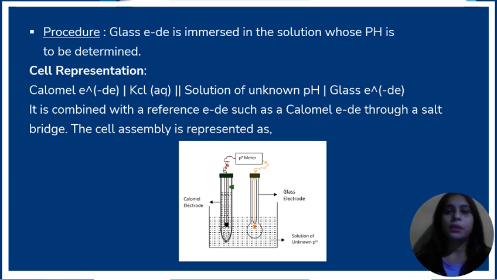The other solution will always be the experimental solution whose pH is to be known. So the procedure to know the pH value is: the glass electrode is immersed in the solution whose pH is to be determined, and the cell representation is calomel electrode dipped in KCl with solution of unknown pH in glass electrode. It is combined with a reference electrode such as a calomel electrode through a salt bridge. The cell assembly is represented in the diagram: a calomel electrode with KCl inside and a glass electrode dipped in a solution whose unknown pH is to be known, and these two are connected with the pH meter.